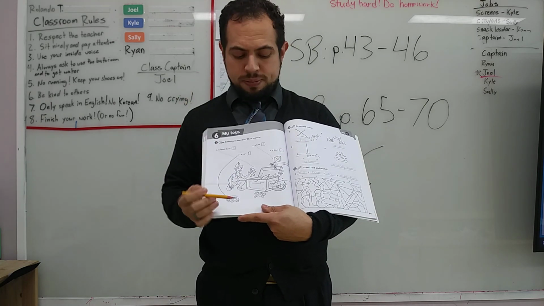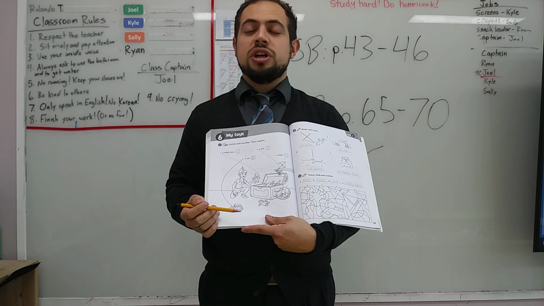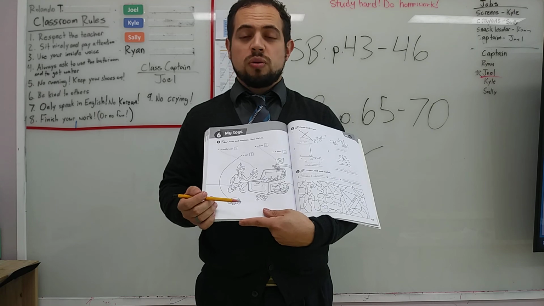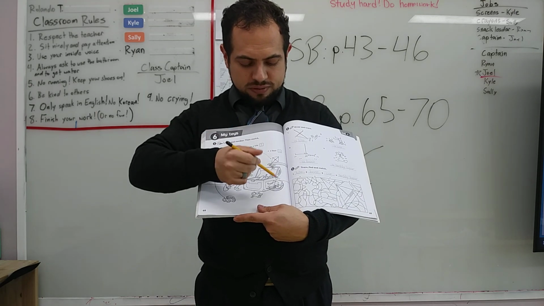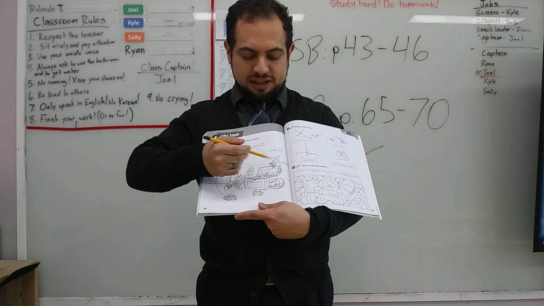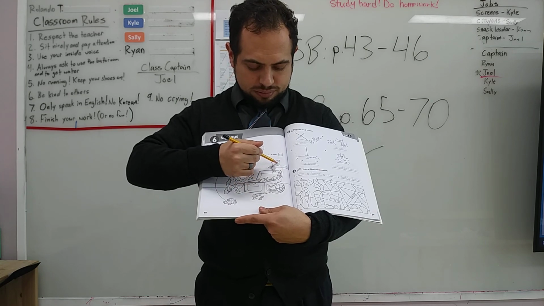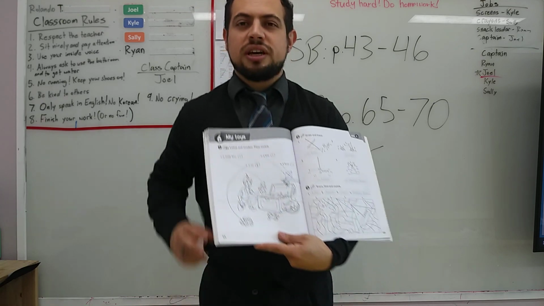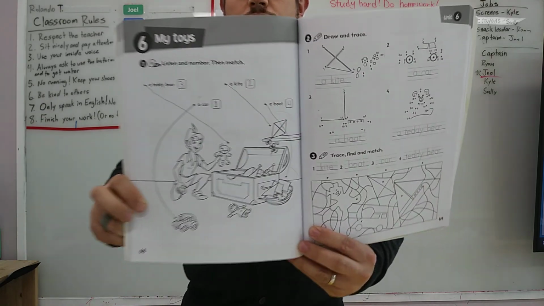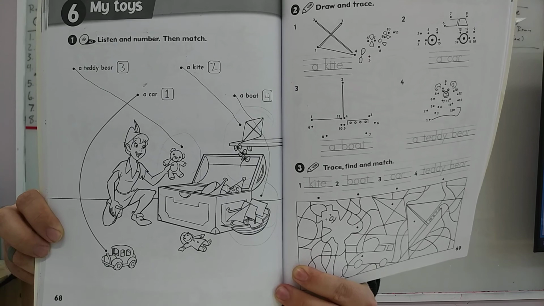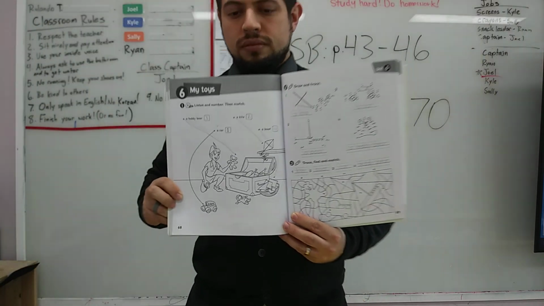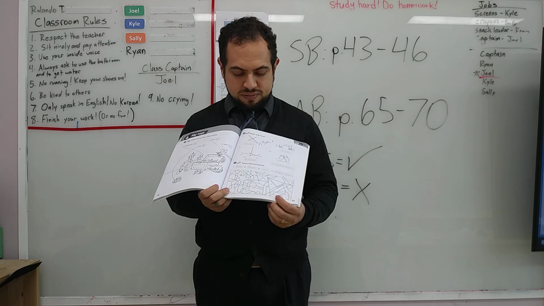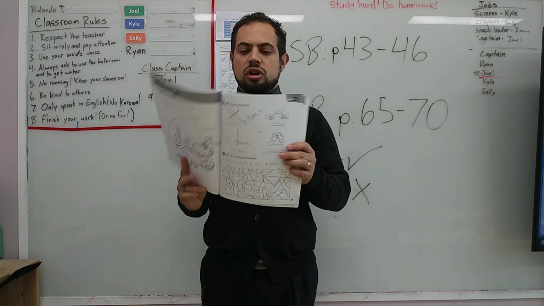And number 4, a boat. Which one is a boat? You're right. It's the last one, right here. So let's connect them. Very good. Your answer should look something like this. All right, everyone. Let's move on to page 69. It should look something like this.